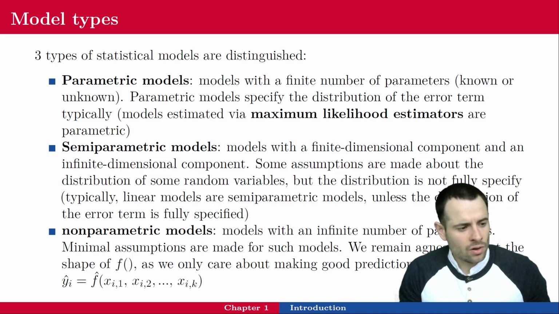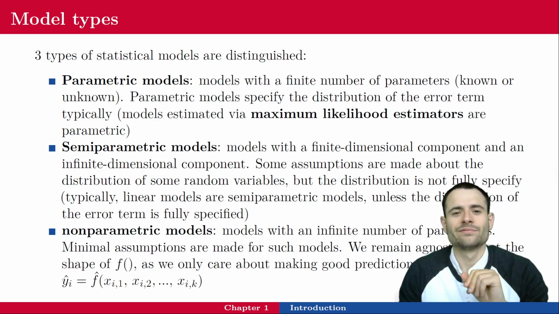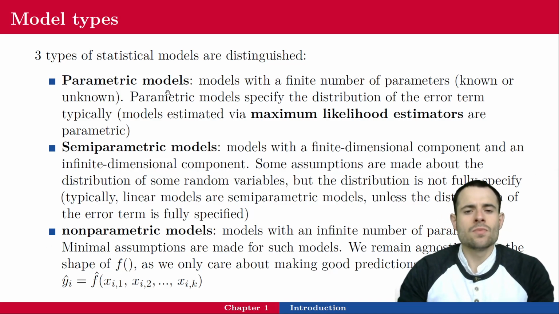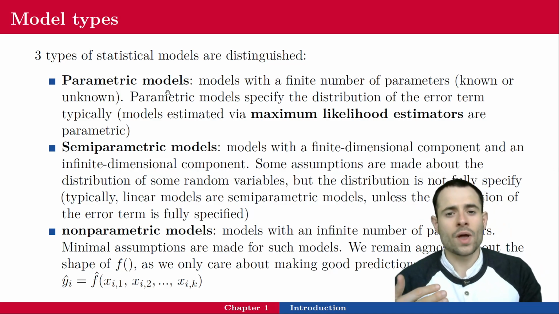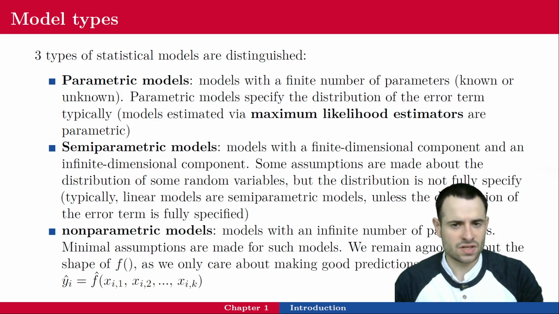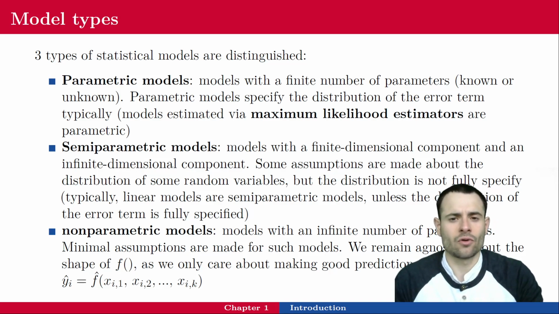For which type of model is the expectation of the error term 0? The 3 of them, all of them. However, in the parametric model, we assume more than just the expectation. We assume the full distribution, like a normal distribution, for instance. In the semi-parametric model, we only assume the expectation is 0. And in the non-parametric model, we only assume the expectation is 0, but we do not make any assumption about the functional form.